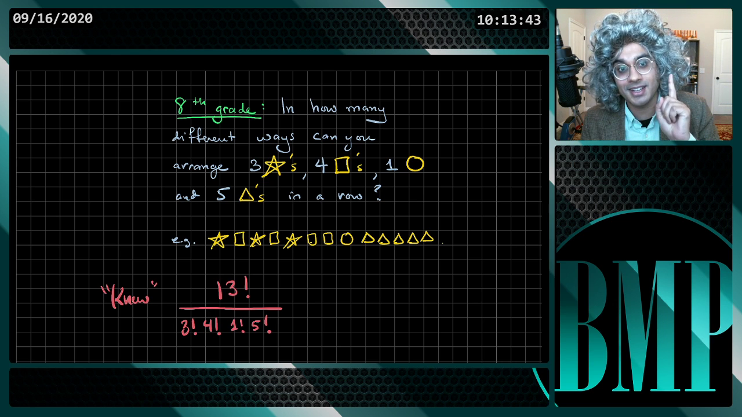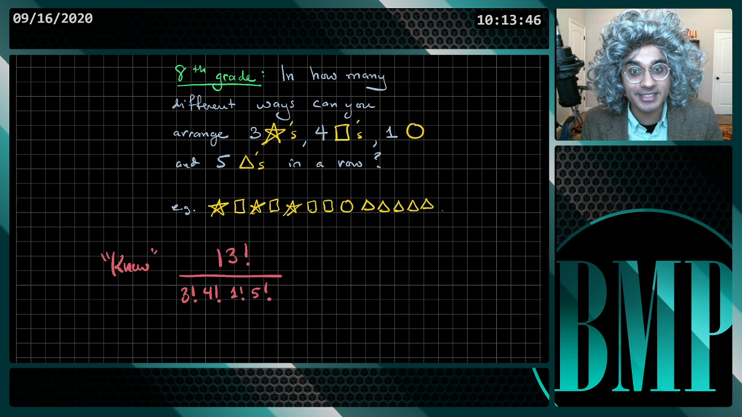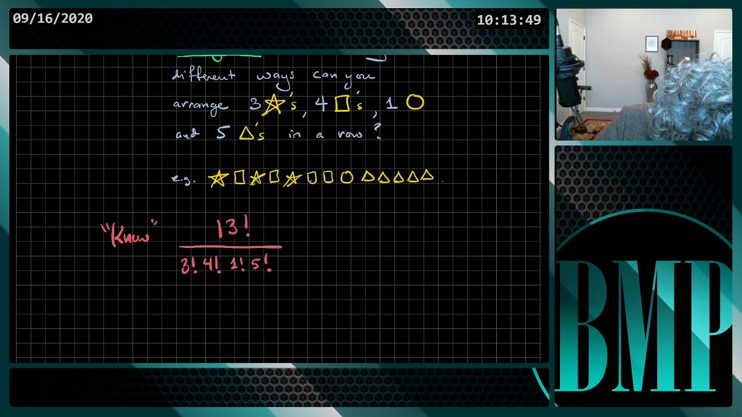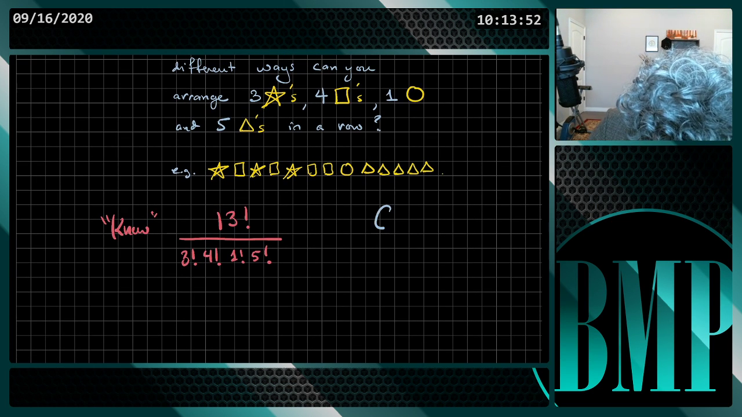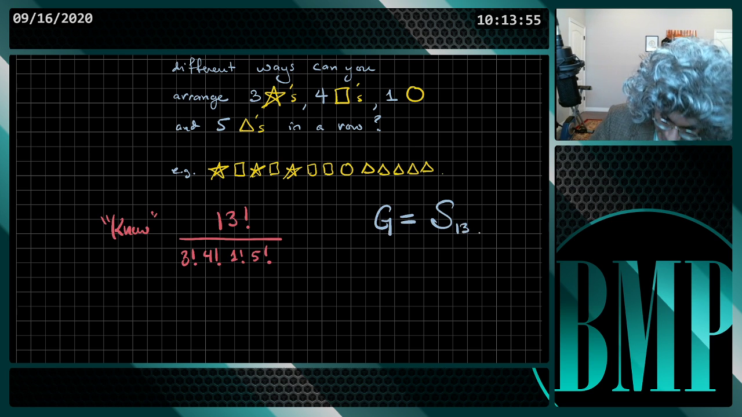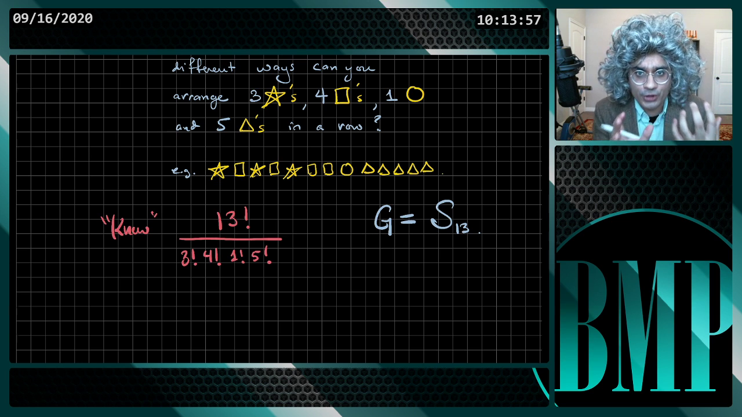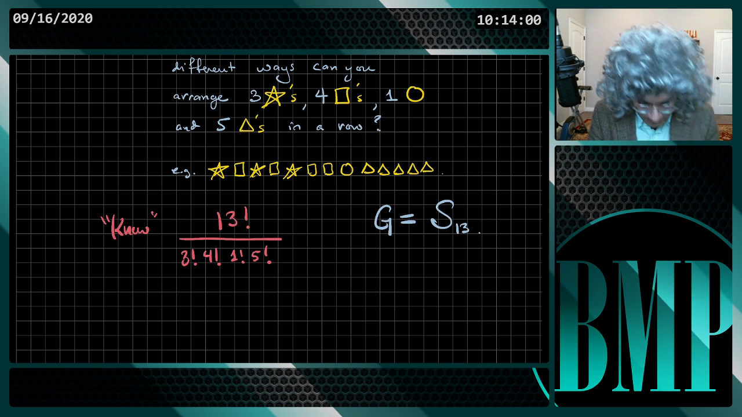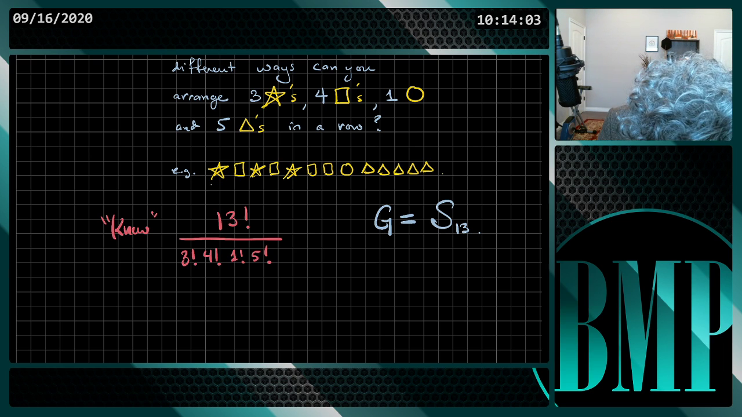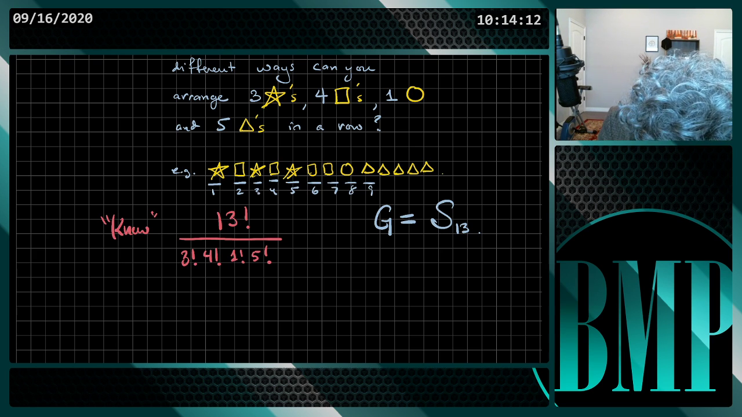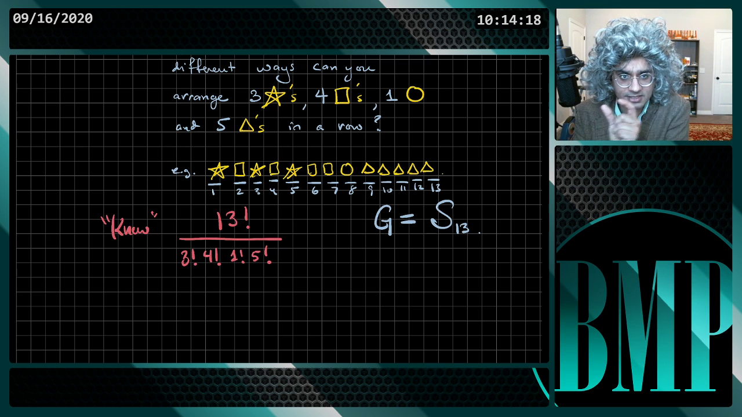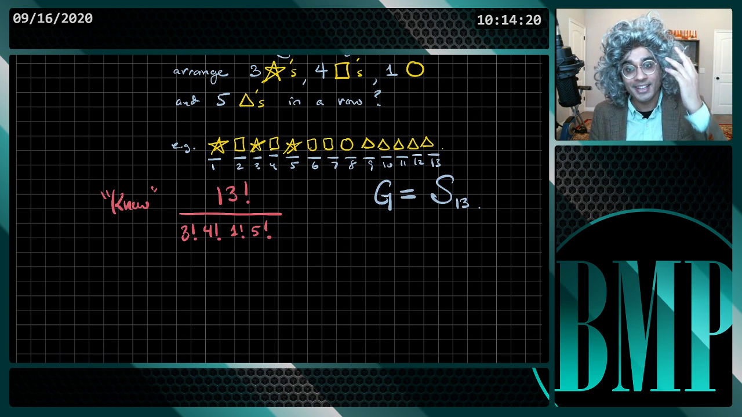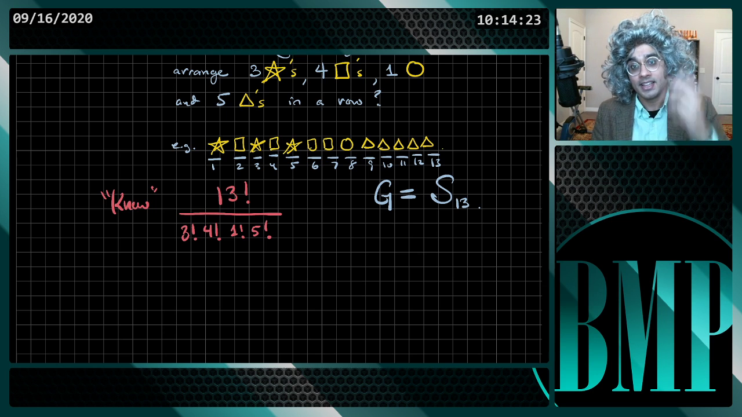Okay, so what I want to do here is realize that this is an instance of the orbit stabilizer theorem. Here we go. Look at the group G, which is S13, the scrambling of 13 things. But what are the things? The things are going to be the locations: first, second, third, fourth, fifth, sixth, 7, 8, 9, 10, 11, 12, 13. The little locations, 1 through 13. The group is S13.